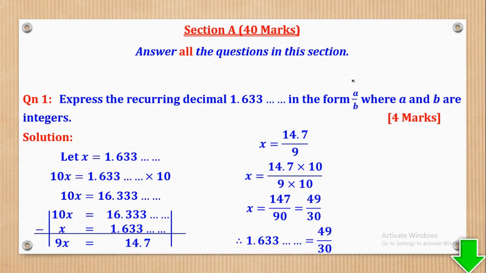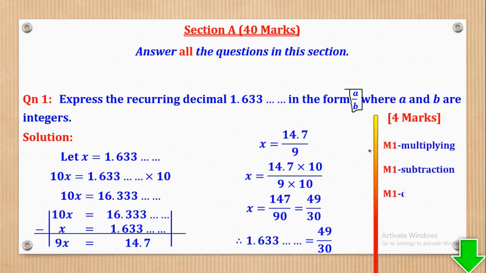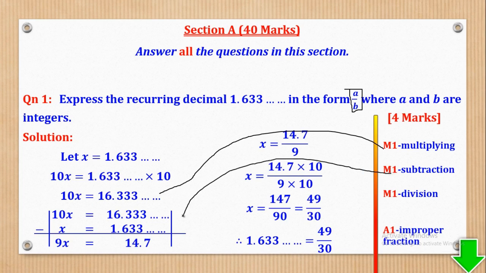So basically that's what they wanted. This is an improper fraction, and we should not change it to a mixed fraction because the form they want is in this form, numerator and denominator. So let's see how much can be awarded. Now this M1 was for multiplying to shift the decimal point, and this M1 was for subtraction, and this M1 was for division, and this A1 for the improper fraction.